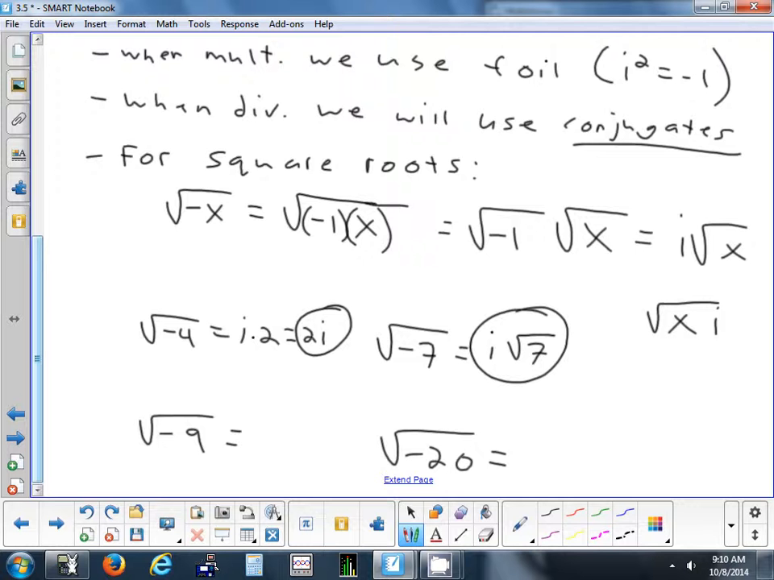How about square root of negative 9? Nick, what would the square root of negative 9 be?